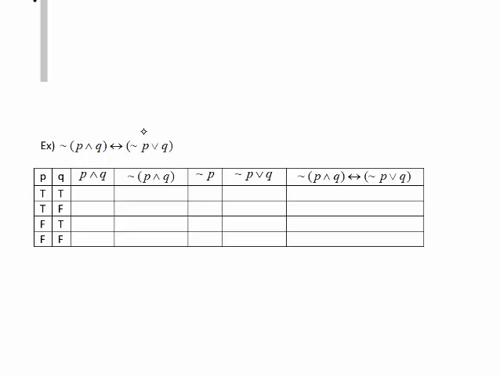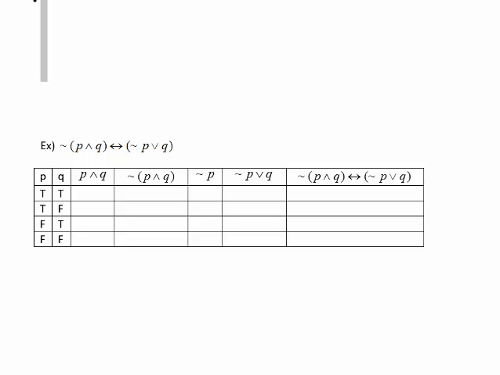Then I go to the second set of parentheses. I don't have the negation of P, so I write that as my next column. And then I write the negation of P or Q, and then I write the entire statement. So now let's fill in some of the values for this.